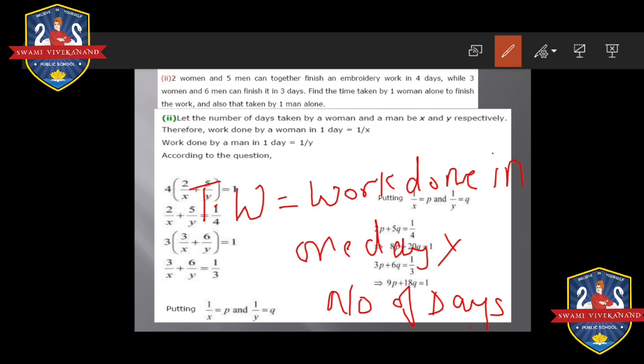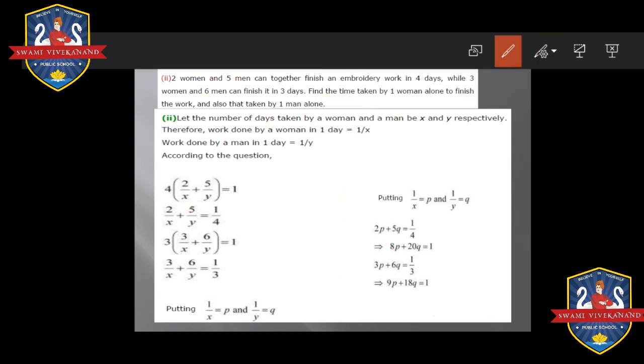Here total work is 1, as I told you earlier. Number of days is 4, it is given in the statement. And total work done in 1 day is 2 by x plus 5 by y. So with this we get 2 by x plus 5 by y is equal to 1 by 4. Similarly, in the second condition, 3 women, so 3 by x, plus 6 men, 6 by y, finish in 6 days. Multiplied by 6 is equal to 1. So our second equation is this.